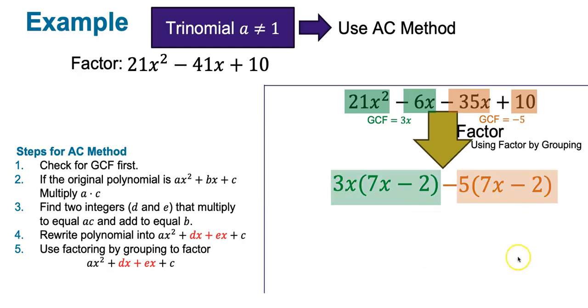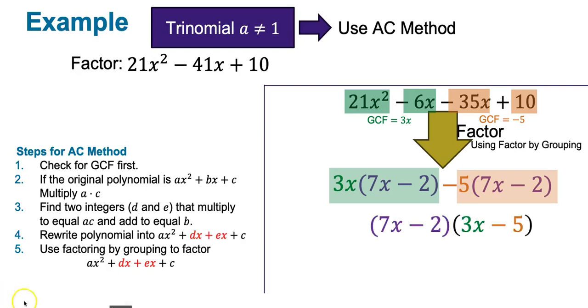We have 2 terms. Let's factor the GCF from these 2 terms. Notice that each term has a 7x minus 2 in common. That's the GCF of these 2 terms. Factoring out the GCF produces this. If you need help factoring the GCF, please refer to the previous video on that topic.